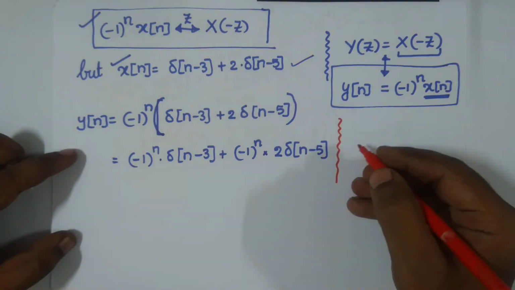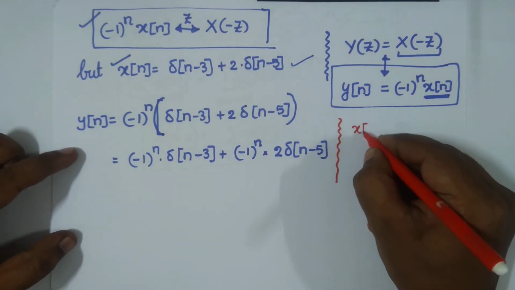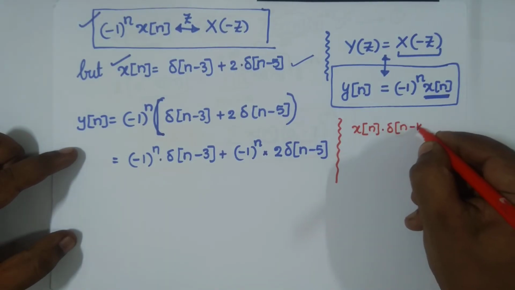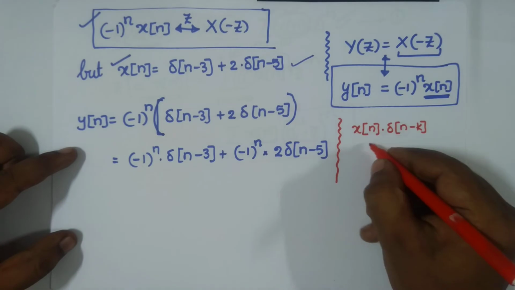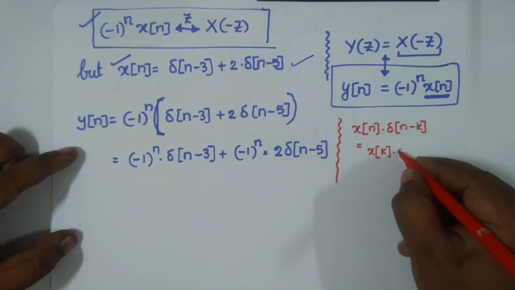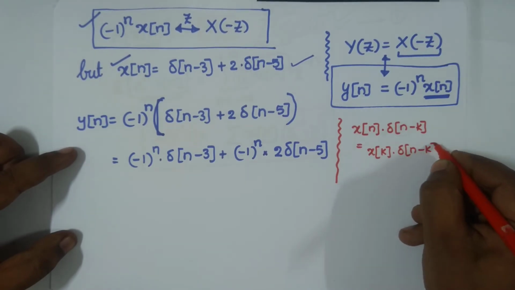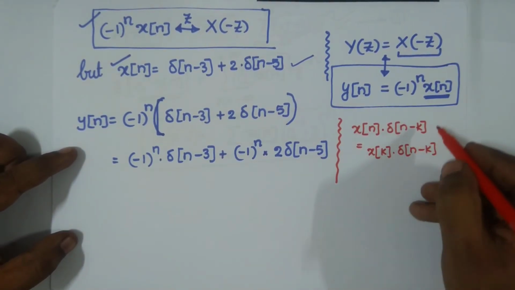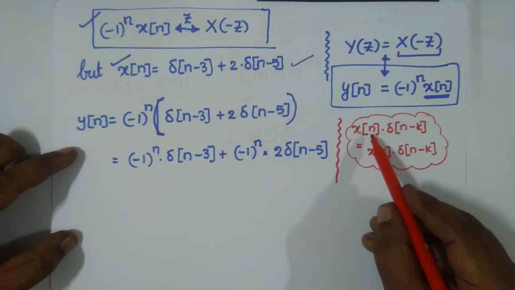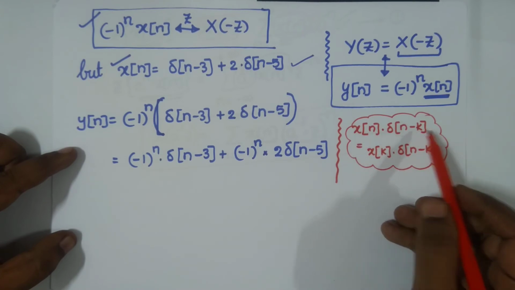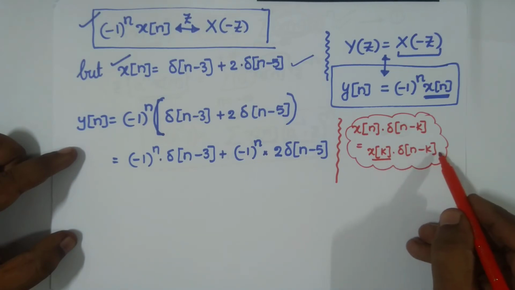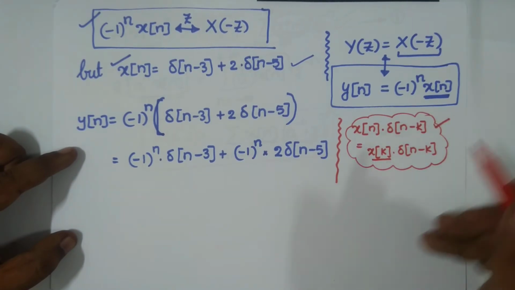Now let us say you have x of n multiplied by delta of n minus k. Now this multiplication becomes x of k multiplied by delta n minus k. So we have this beautiful property of the impulse function: x of n multiplied by delta of n minus k means, if x of k is defined, we have x of k multiplied by delta of n minus k. So this is a well-known fact for us.